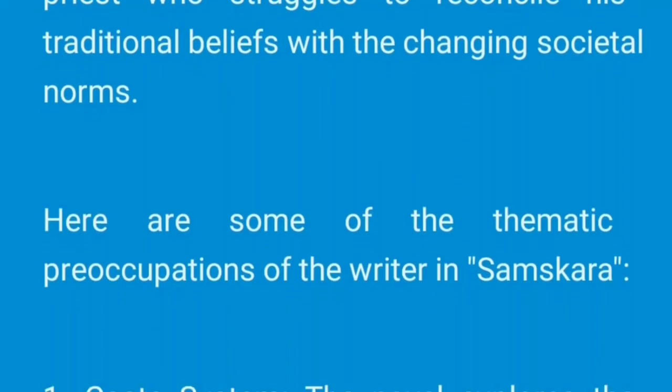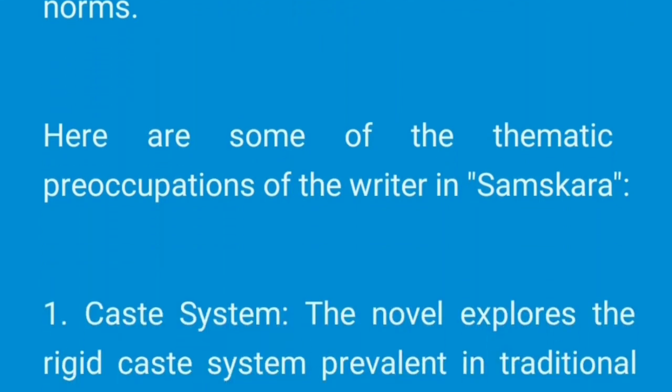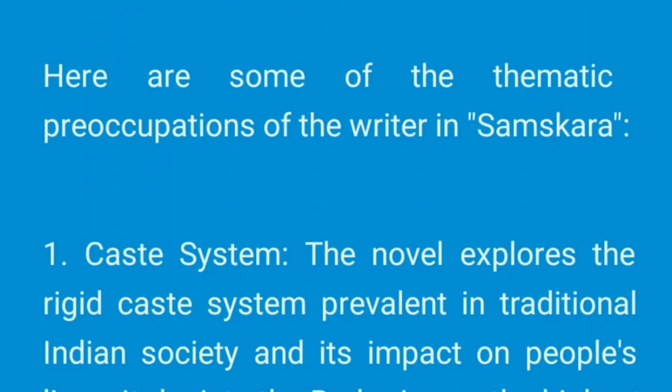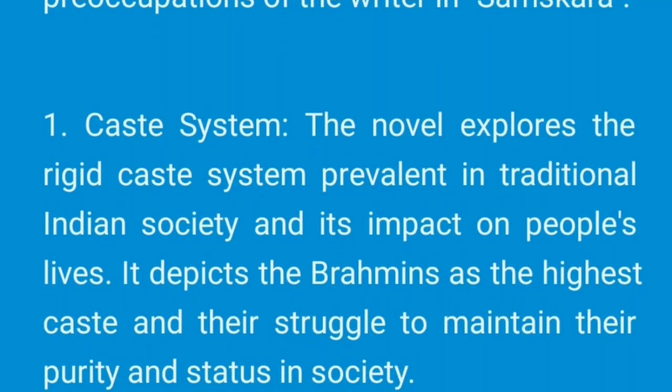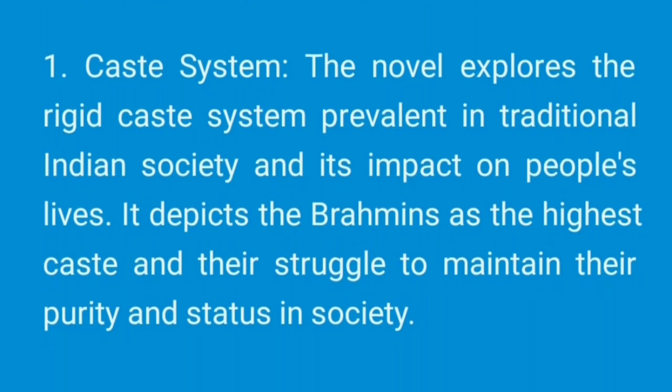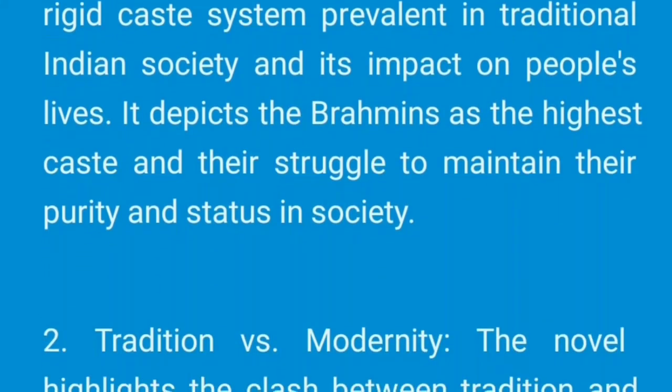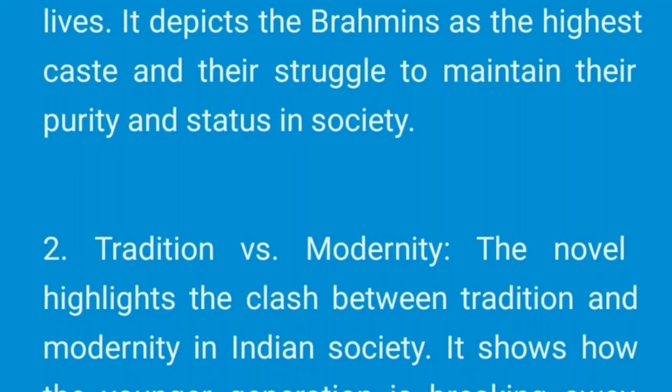Here are some of the thematic preoccupations of the writer in Samskara. Number 1, caste system. The novel explores the rigid caste system prevalent in traditional Indian society and its impact on people's lives. It depicts the Brahmins as the highest caste and their struggles to maintain their purity and status in society. Number 2, tradition versus modernity.